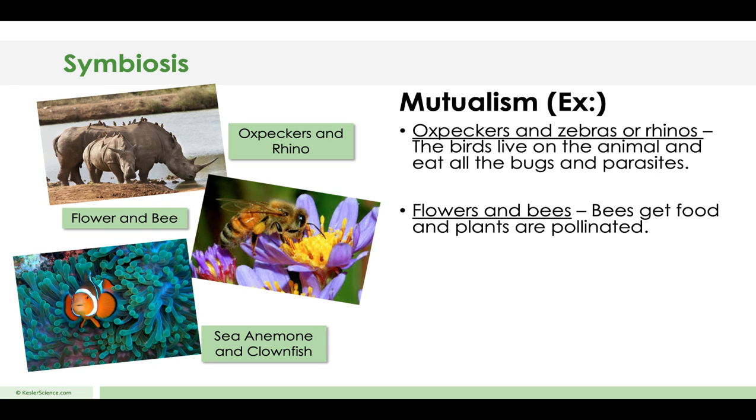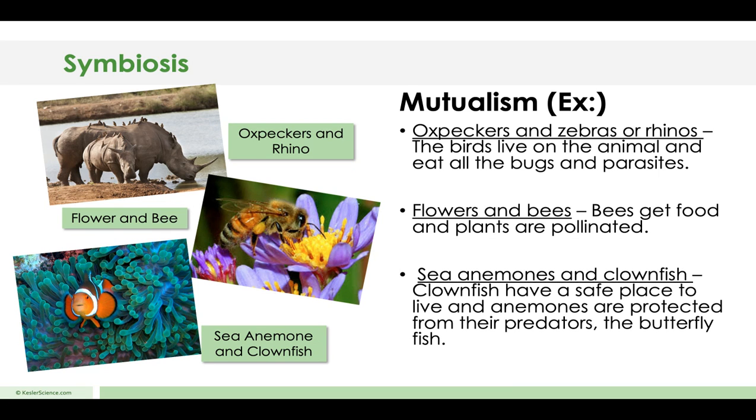Flowers and bees. Bees get food, flowers get pollinated. And the one that everybody always names is sea anemones and clownfish. So thinking about Nemo, Nemo lived in an anemone. An anemone would sting other fish, so the clownfish gets a safe place to live. It gets protection. It also eats some of the particles from the anemone. So this is another mutualistic relationship.